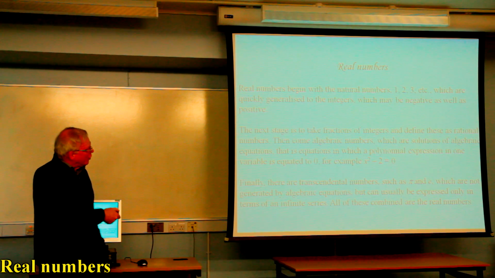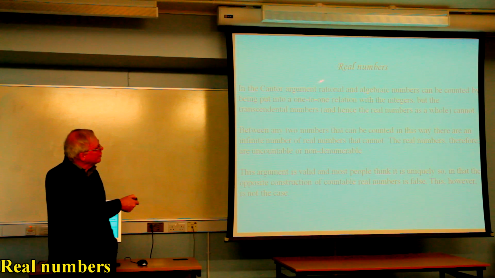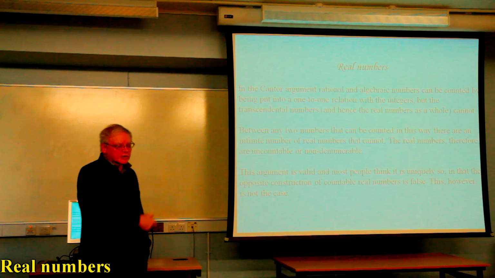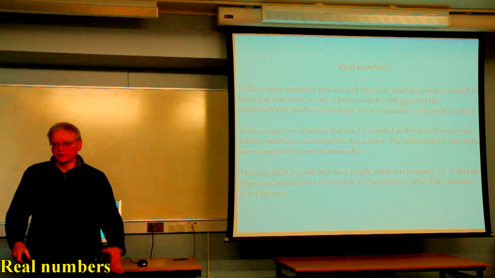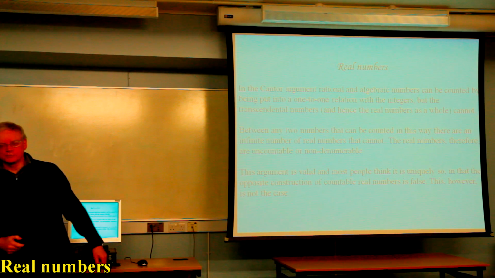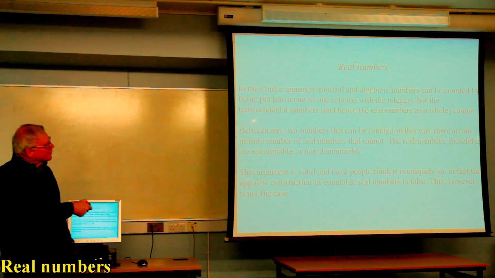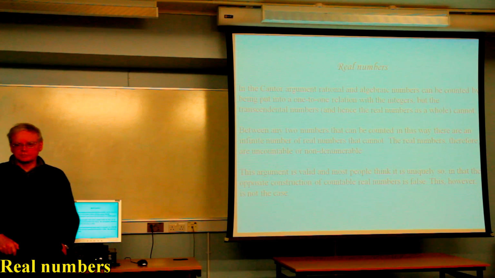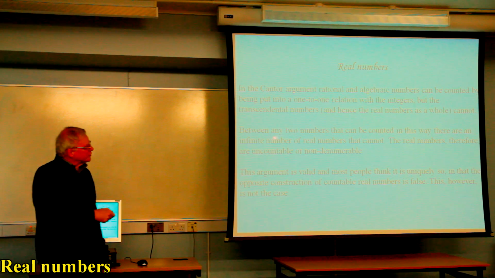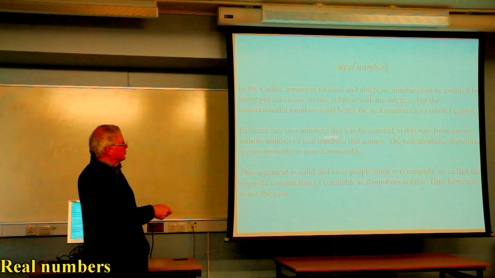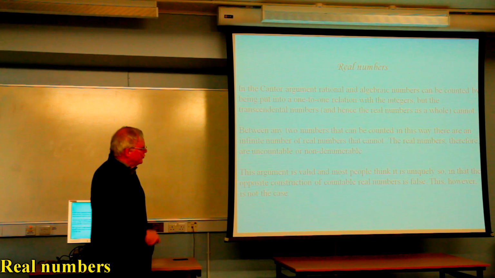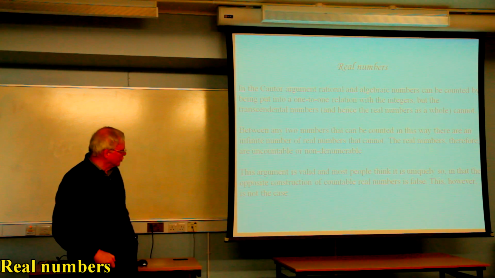Now, Cantor has a very famous argument saying that the rational and algebraic numbers can be counted by putting them into one-to-one relationship with the integers. You can map one-to-one onto integers. But the transcendental numbers, so the real numbers as a whole, cannot. And what he says is that between any two numbers that can be counted in this way, there are an infinite number of real numbers that can't. So the real numbers are uncountable or non-denumerable.